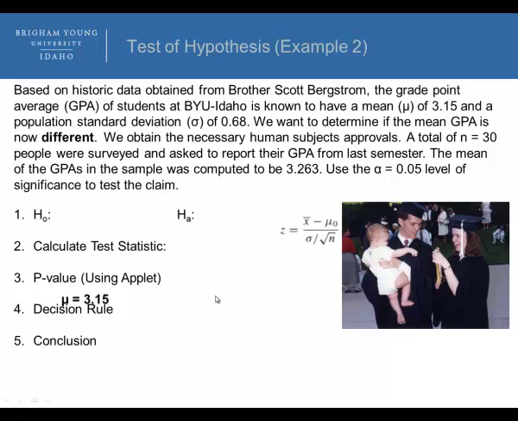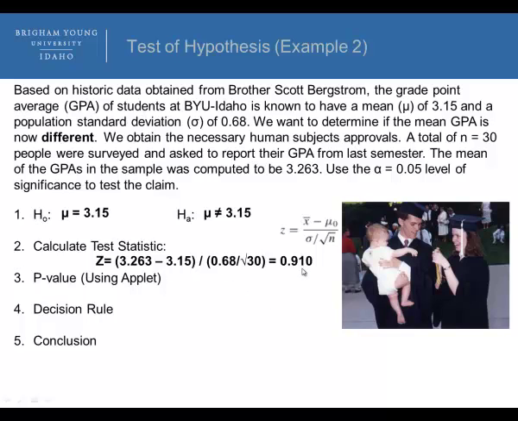So the null hypothesis is mu is equal to 3.15. For the alternative, we want to see if it's different, so the population mean is not equal to 3.15. Using this formula to get the test statistic, we get a test statistic of 0.91.